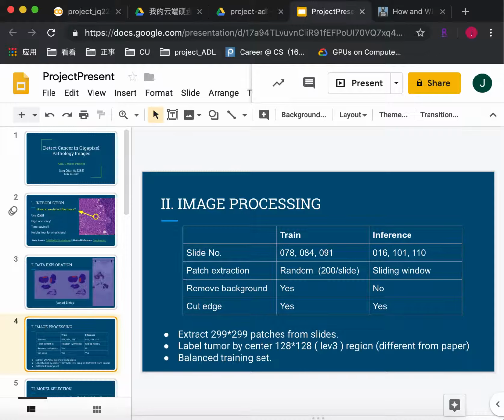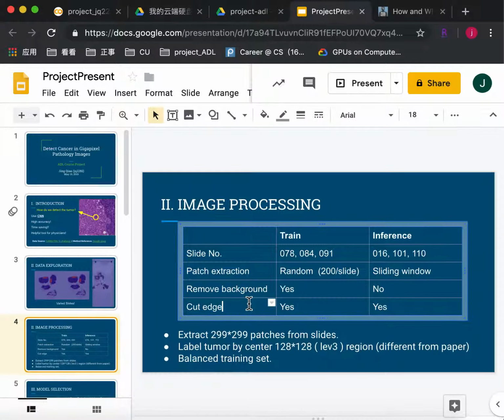Here, we extract patches from slides and take patches as our training or testing data. We label the patches as a tumor if its center region has tumors. A little different from the paper, we used 128 squared pixels in level 3 instead of level 0 because we have a small data set. And we remove the background and cut the edges to increase the probability of getting tissue regions.